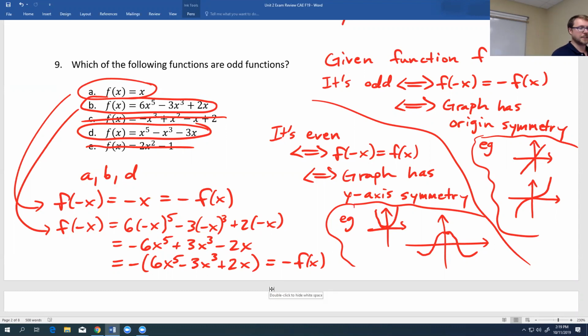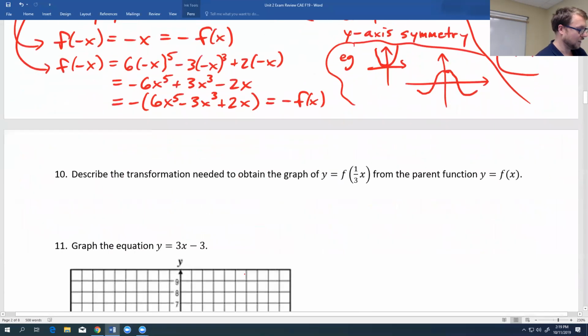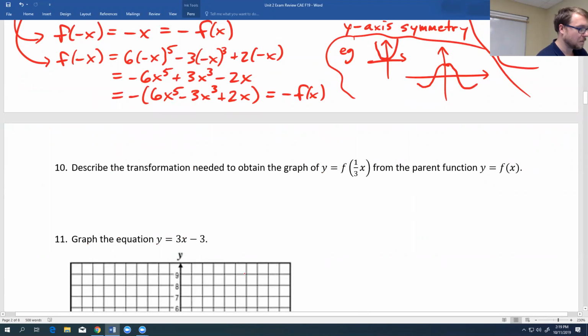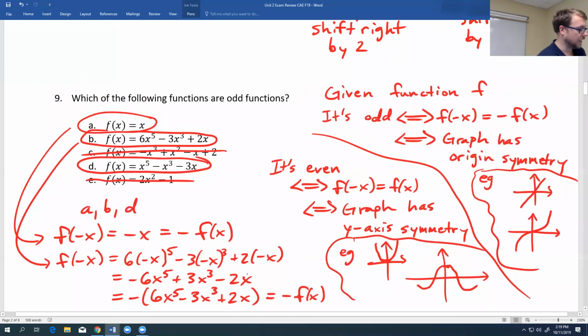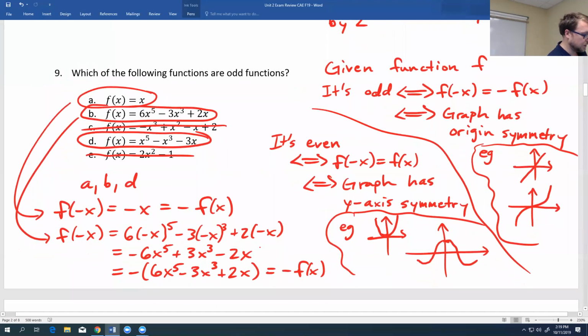And I'll leave it at that because I don't know what else I have on here. The next one might be show that something's an even function or whatever. Oh, maybe not. But yeah, question. Can you go back up to E? Why is E even? Oh, I'll show you.